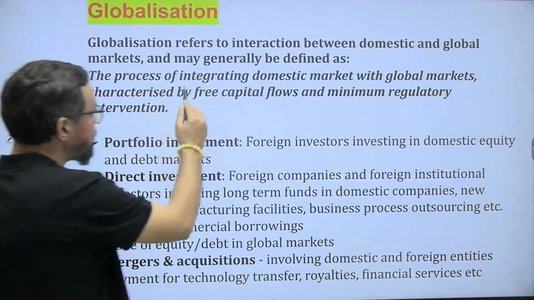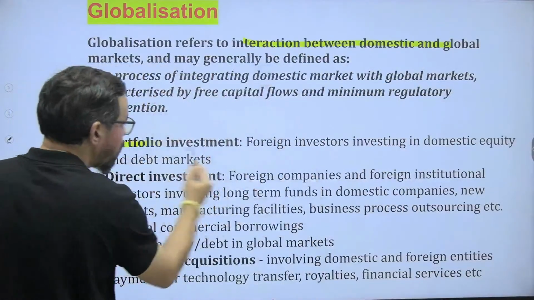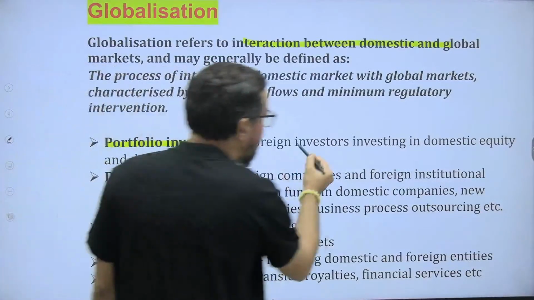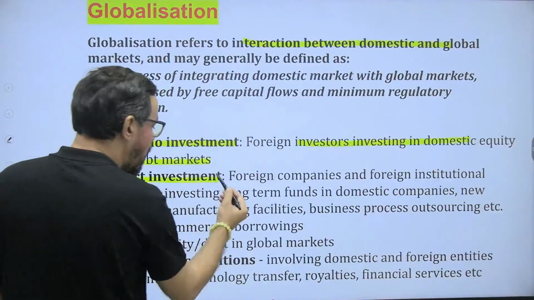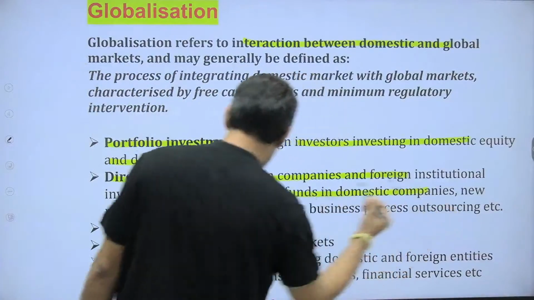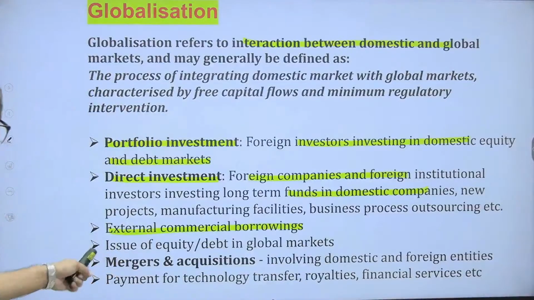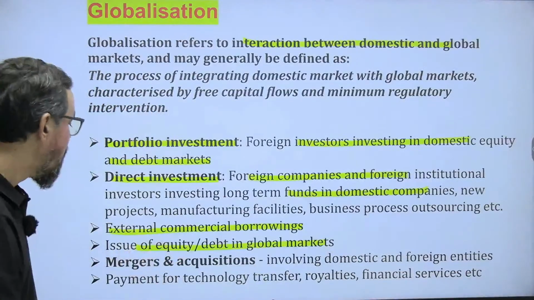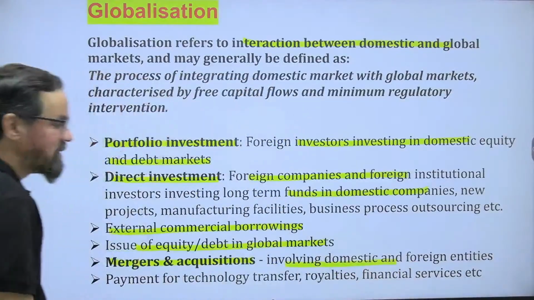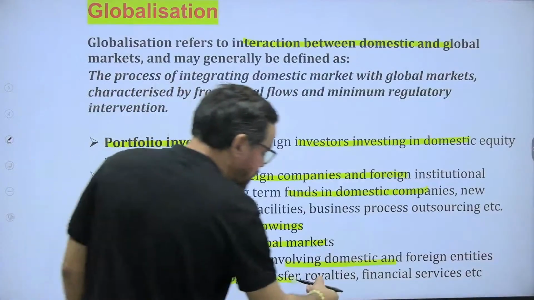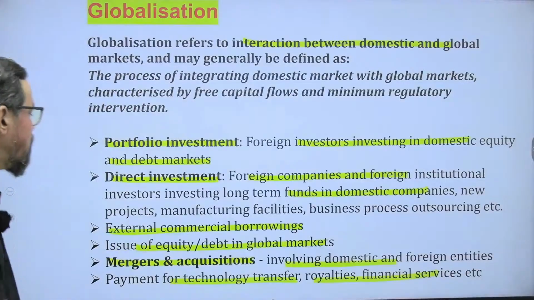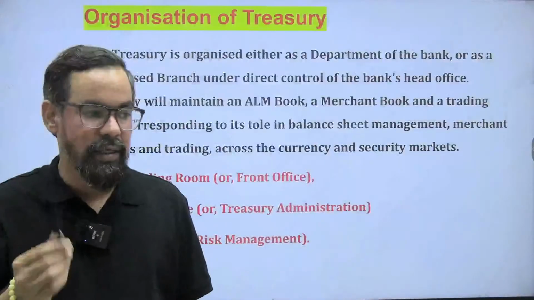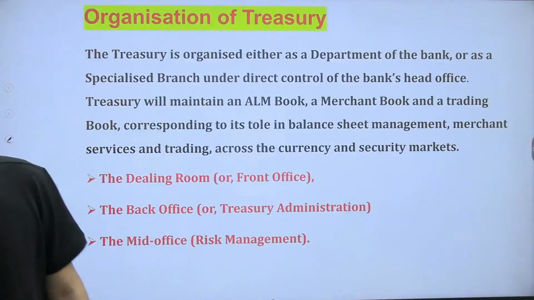So globalization, which refers to interaction between domestic and foreign economies, we all know. Portfolio investment is one of the key factors that involve treasury, where bank treasury is involved: foreign investors investing in domestic equity and debt markets. Direct investment like FDI is also part of this. External commercial borrowings are done by Indian companies. Issue of equity and debt in global markets like ADR, GDR, IDR. Mergers and acquisitions involving domestic and foreign entities, and payment for technology transfer, royalties, financial services, etc. These are outcomes of globalization, and these transactions are directly or indirectly managed by the treasury itself.